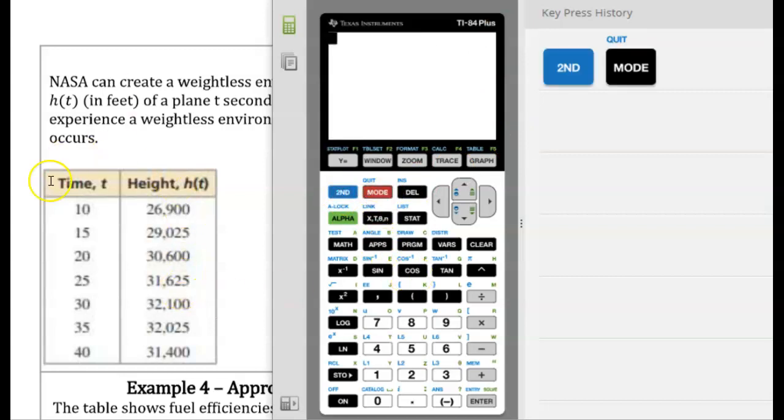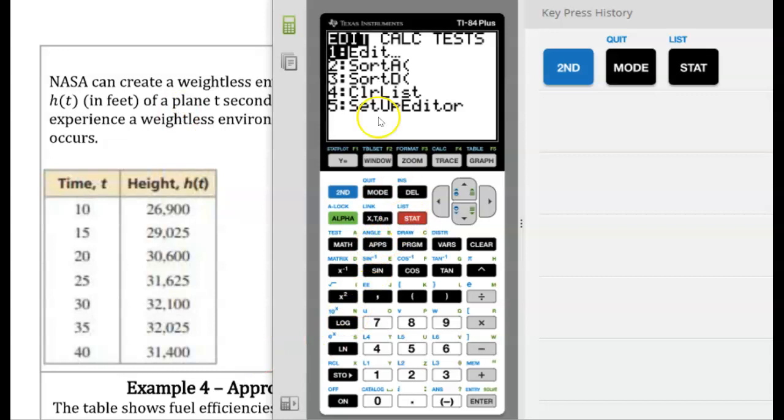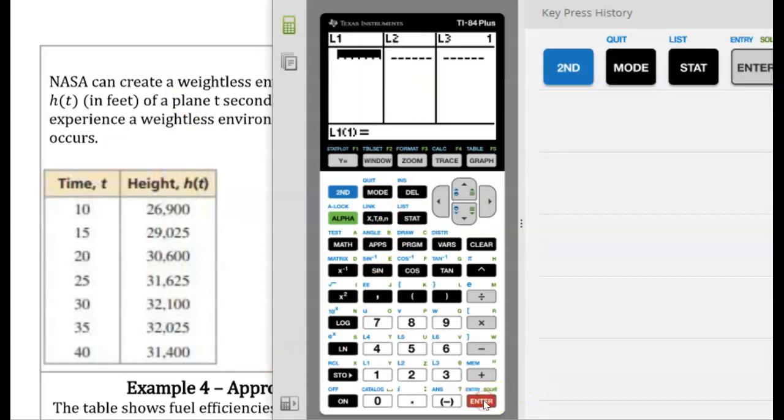So now I want to go to my table and put these in. This is just like what we did in chapter 1. I'm going to hit stat. I'm going to hit enter on edit right here. So I want to edit the table. So I'm in here. If I had data, I'd clear it out.